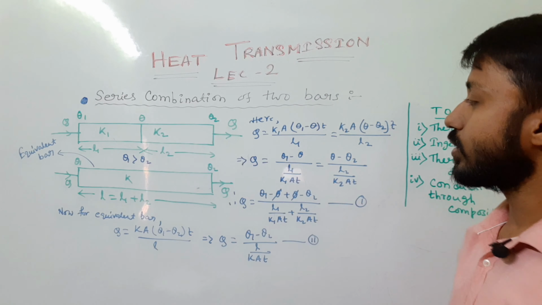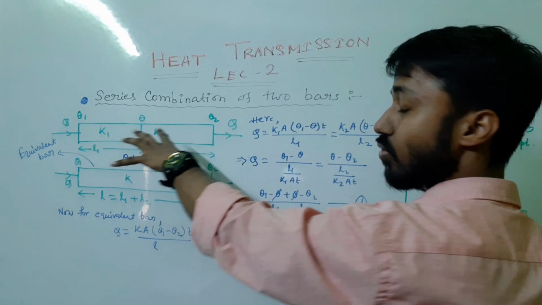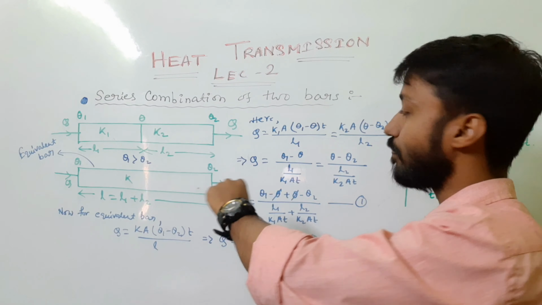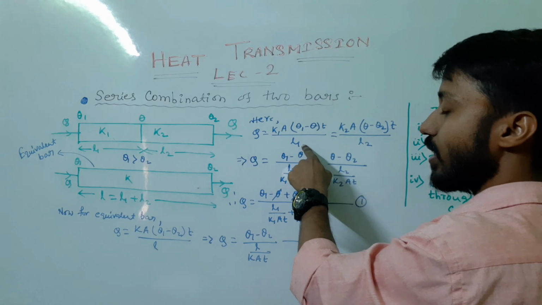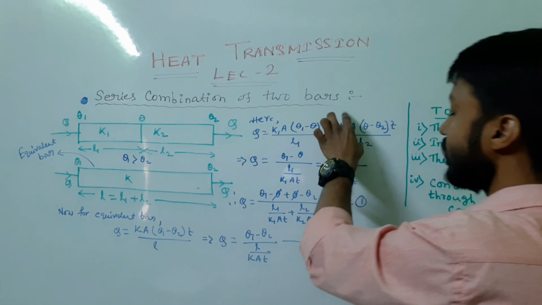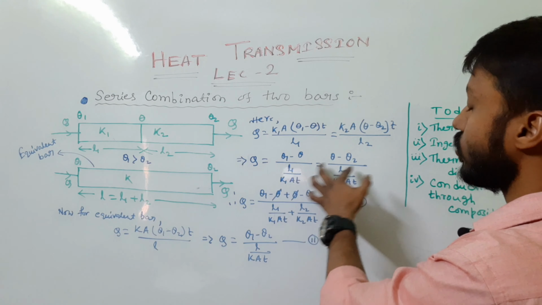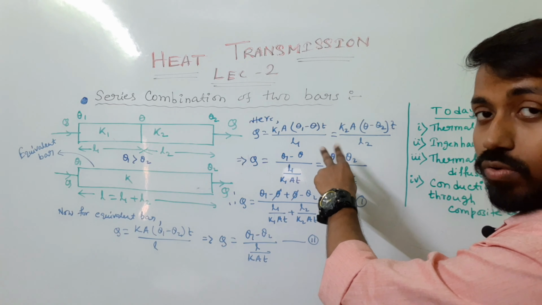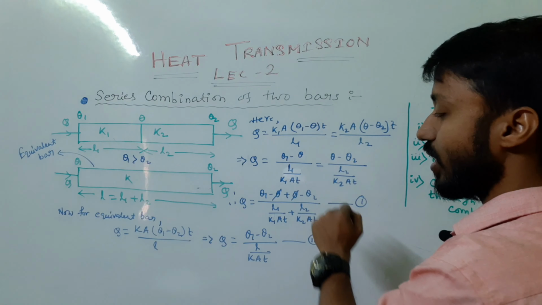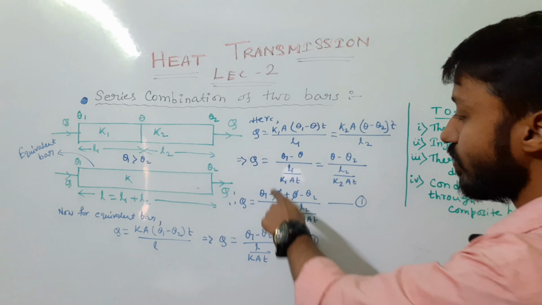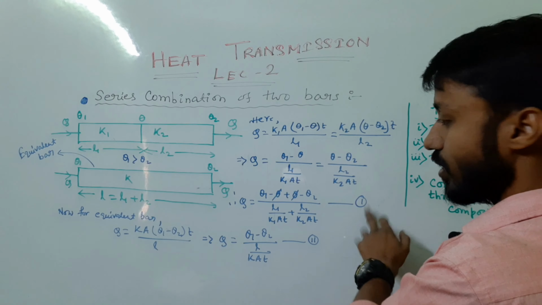So for these 2 bars, we can write this equation, K1 into cross-sectional area of 2 bars will be same, A, theta 1 minus theta into time by the distance, that is L. Similarly for this, then K1 AT gets divided in down this one. We are adding numerator and denominator. So if we add this, minus theta and plus theta will get cancelled out. So here we will have theta 1 minus theta 2 equal to this term plus this term. This is equation number 1.